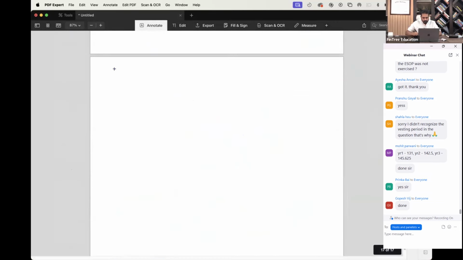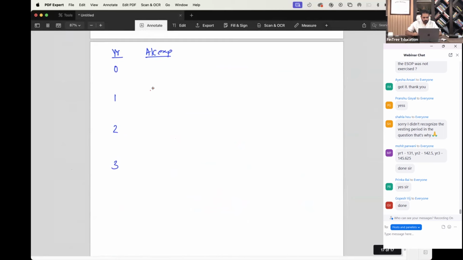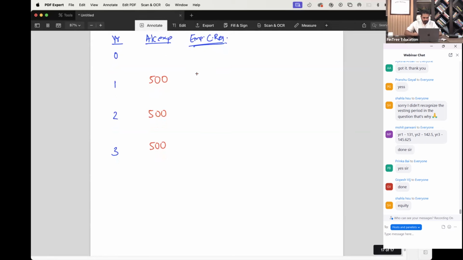So I'm going to first create a table. This is year 0, 1, 2, 3. Accounting expense is going to be straightforward: 50 into 30, 1500. So first year 500, second year 500, third year 500. Then employee comp reserve. Where do we show it? Balance sheet, equity side. First year 500, second year 1000, third year 1500.